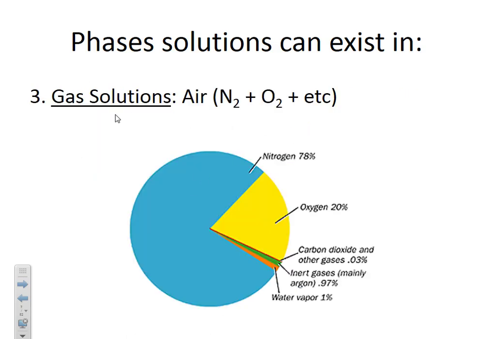The last type we have here is a gas solution. A good example of a gas solution is the air which we breathe. You can see here air is not just made of oxygen. We have nitrogen, we also have carbon dioxide and other gases. We have some inert gases like argon or some of our other noble gases, and we also have water vapor.